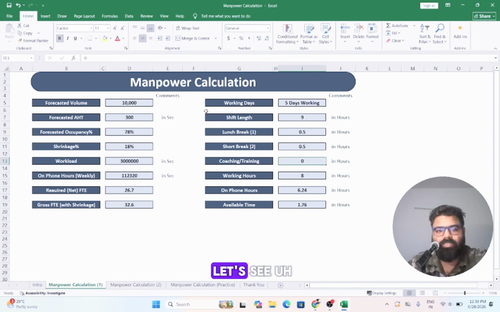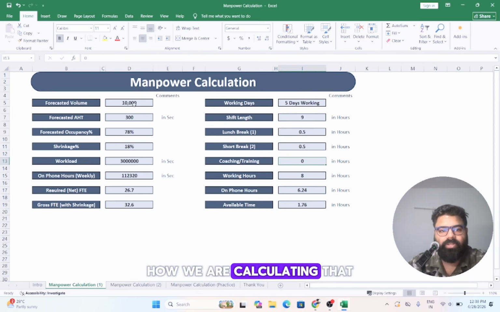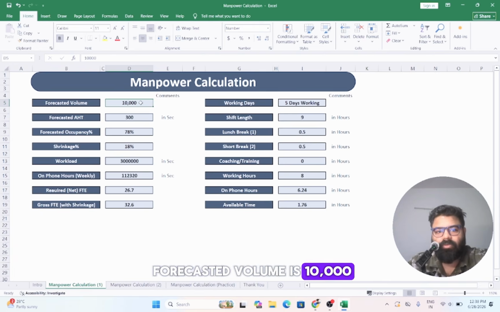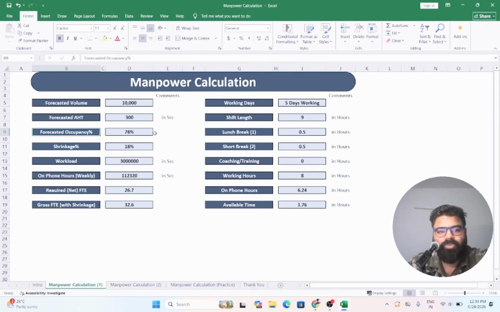So let's see how we are calculating that. Let's say our forecasted volume is 10,000, our forecasted AHT is 300, and forecasted occupancy I'm taking 78 for now. We can change it to 80 if you want, between 80 and 85, but for now I'm taking 78. Shrinkage I'm taking as 18%. First, let's see this part of the calculation.